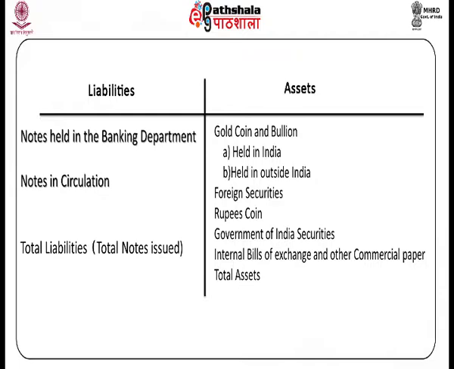The assets eligible to back the issuance of notes under Section 33 include gold coin and bullion, eligible foreign securities, Government of India rupee securities, rupee coins, and eligible internal bills of exchange and other commercial paper.